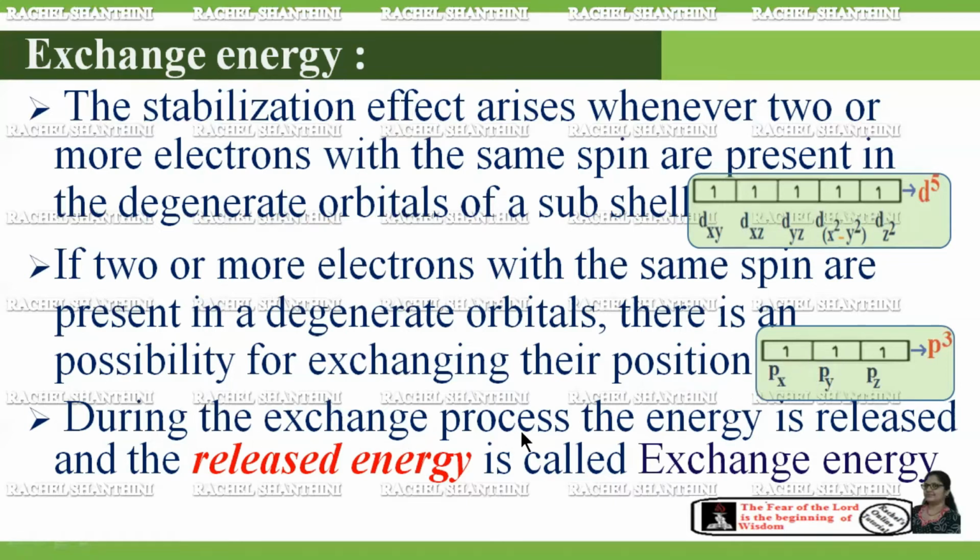And during the exchange process, energy is released, and the released energy is called exchange energy. If the exchange energy is more, then the stability is more. If more exchanges are possible, more exchange energy is released. More exchanges are possible only in the case of half-filled and fully filled configurations. Let us understand this concept by taking chromium as an example.